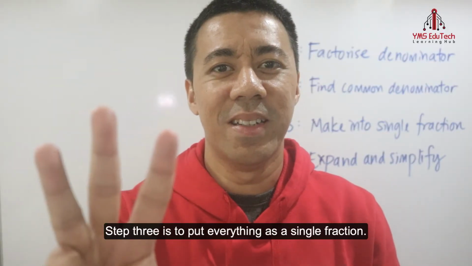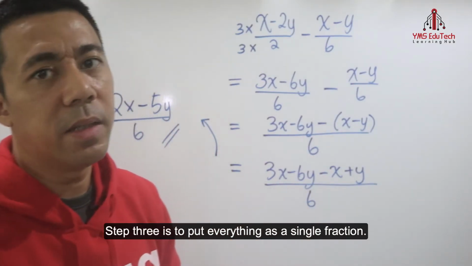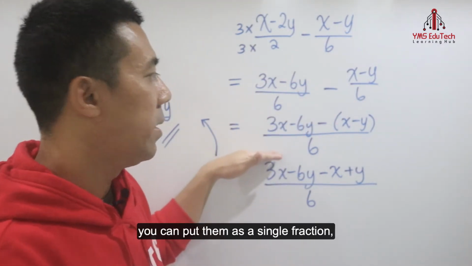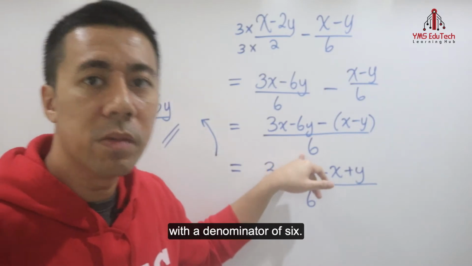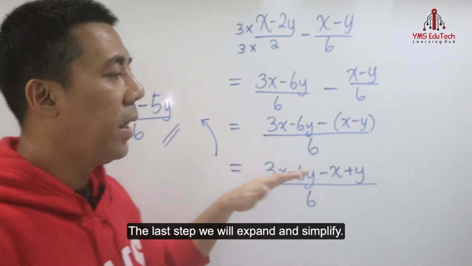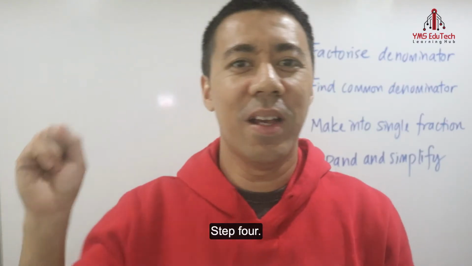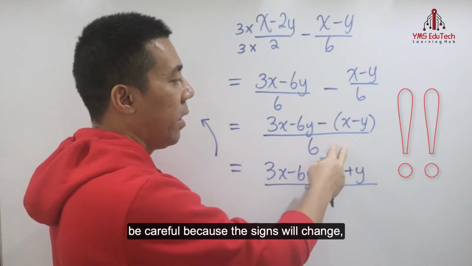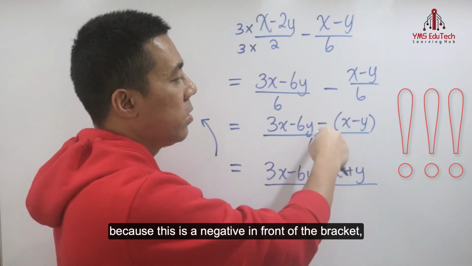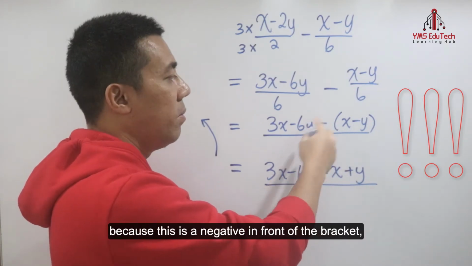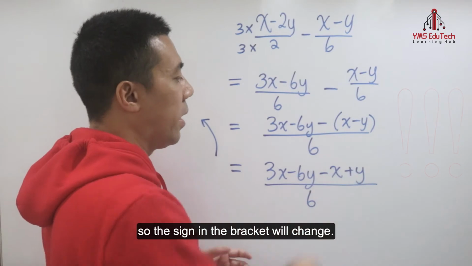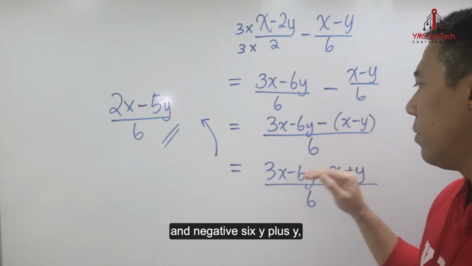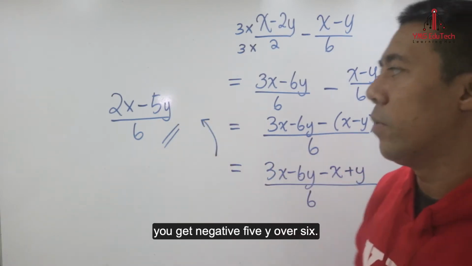Step 3 is to put everything as a single fraction. Now that your fractions have the same denominator, you can put them as a single fraction with a denominator of 6. The last step, we will expand and simplify. Step 4. When we expand, remember there is this bracket here. Be careful because the signs will change, because this is a negative in front of the bracket. So the sign in the bracket will change. 3x minus x, you get 2x, and negative 6y plus y, you get negative 5y over 6.